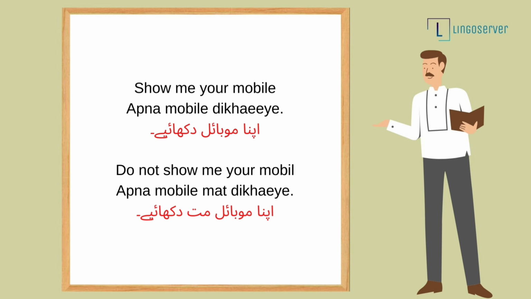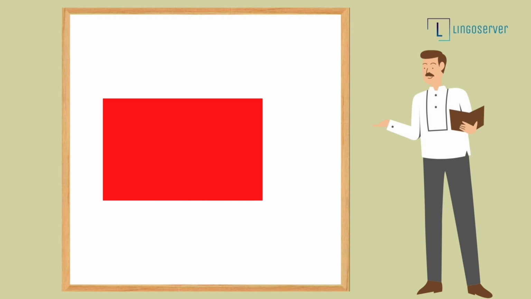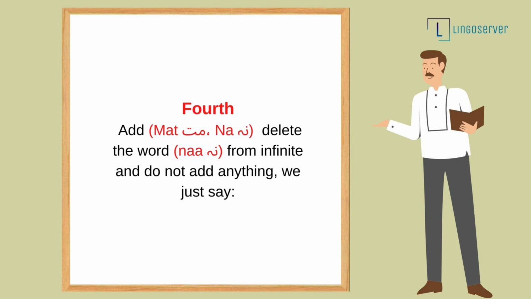Show me your mobile. अपना मोबाइल दिखाइए. Do not show me your mobile. अपना मोबाइल मत दिखाइए. And now, fourth, add mat or na and then delete the word na from the infinitive verb, and do not add anything.